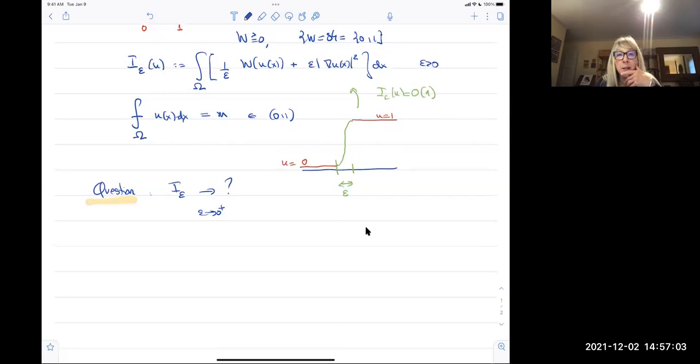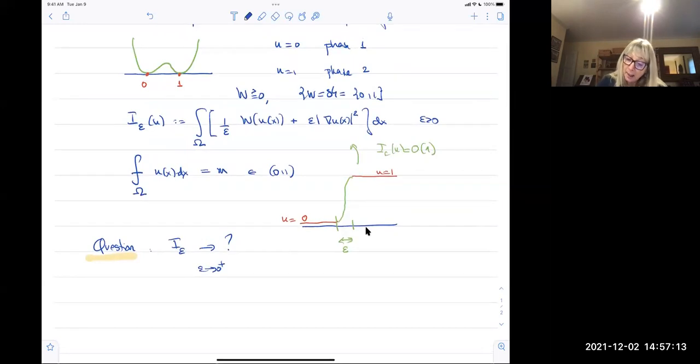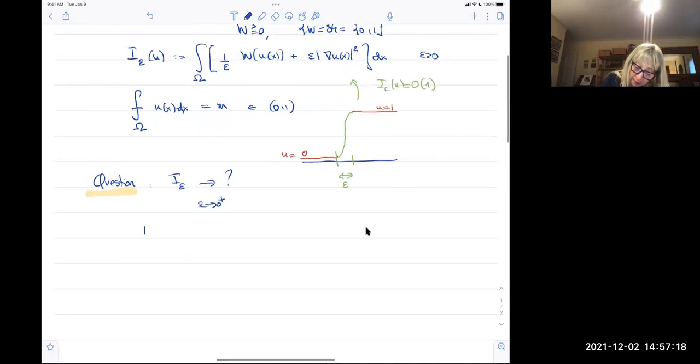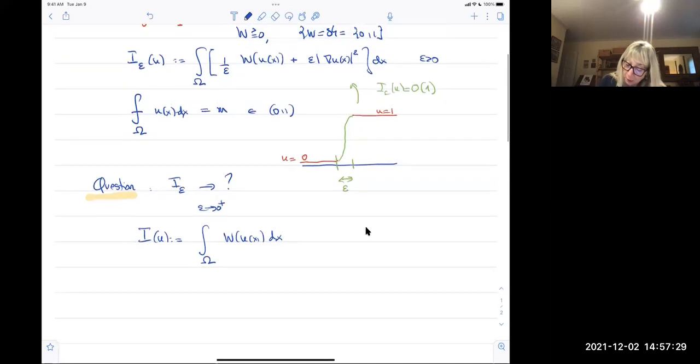What is that limiting energy? And does that provide me a selection criterion? Because remember that we also said that if I just leave it like this, any function u, so if I just take, say, I of u to be the integral of W of u, of course, that's minimized whenever this is actually 0, if u is the characteristic function of a given set E.